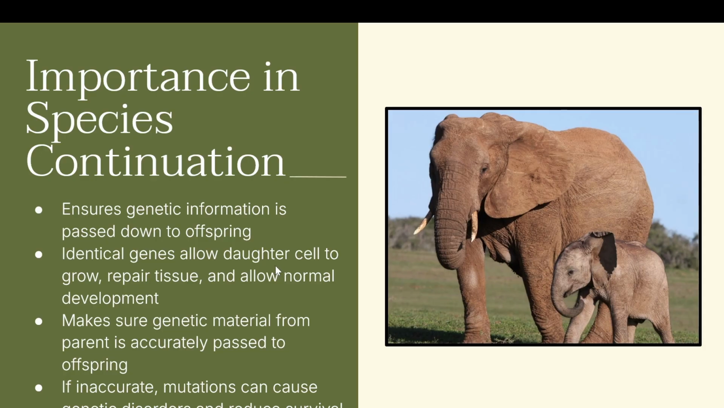It allows the daughter cell to get identical genes from the parents, helping grow, repair tissue, and allow normal development. It also makes sure correct genetic material from the parents is actually passed down to the offspring, because if it isn't, mutations could occur, which could cause a fall in survival and reproduction.